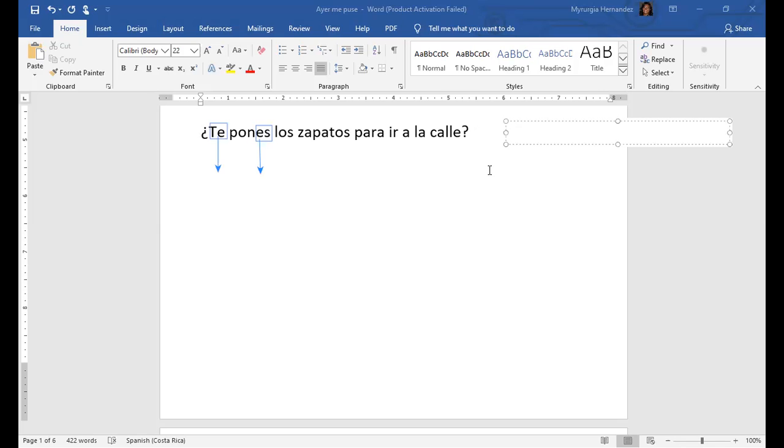To me? Me pongo. That's a regular verb. Me pongo, it's one of those like cargo, cargo. Me pongo los zapatos para ir. ¿Comprende? Me pongo los zapatos para ir a la calle. You see, so you have to figure out, is it addressed to me? Then I answer, yo. Okay?